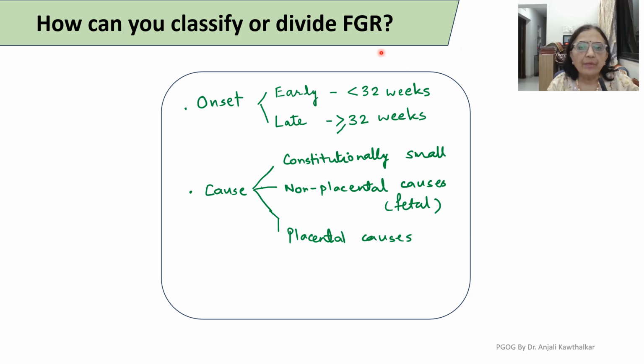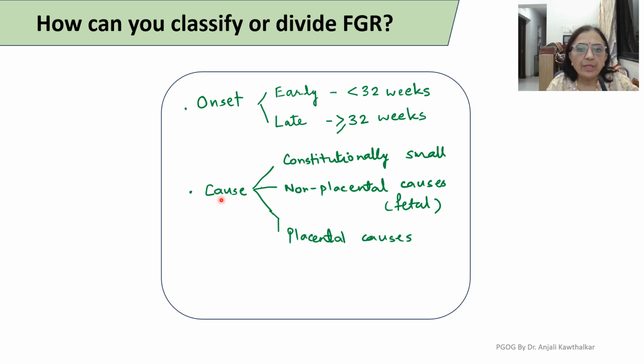Now, can we classify fetal growth restriction, or if you are asked the question, can you divide the cases of fetal growth restriction? There are two ways we can classify. One is on the basis of onset. Early onset is whenever there is an onset of fetal growth restriction before 32 weeks, and late onset is whenever it is greater than or equal to 32 weeks.